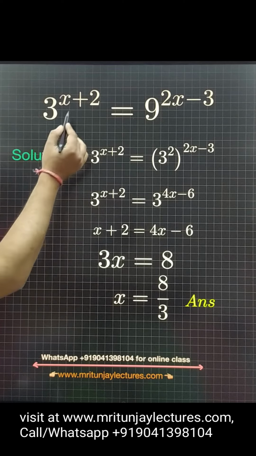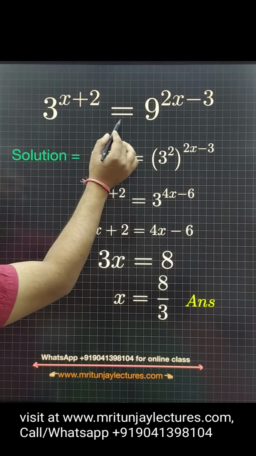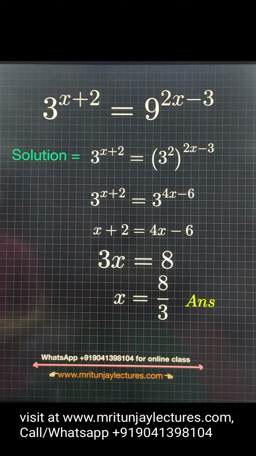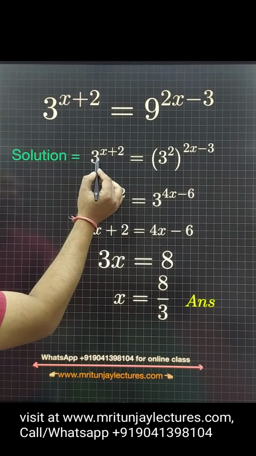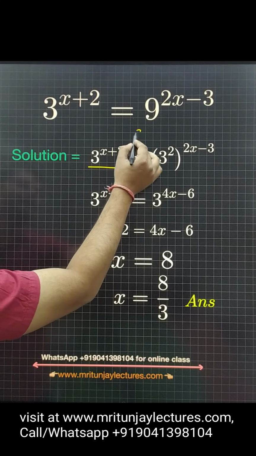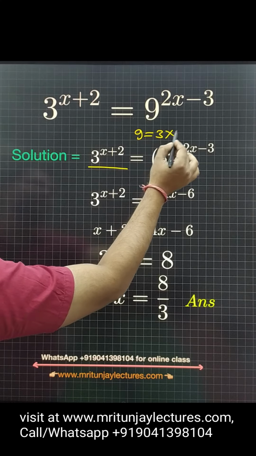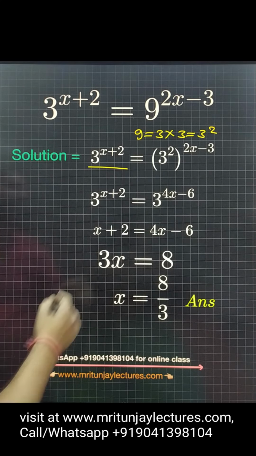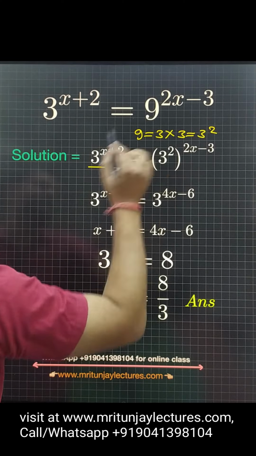Now our motto: determine what about x? 3 to the power x plus 2 equals 9 to the power 2x minus 3. Then what about x? Simply, this one is written as 3 to the power x plus 2, and here 9 is also written as how much? 3 into 3, which means 3 to the power 2. So it is written as 3 squared, to the whole power 2x minus 3.